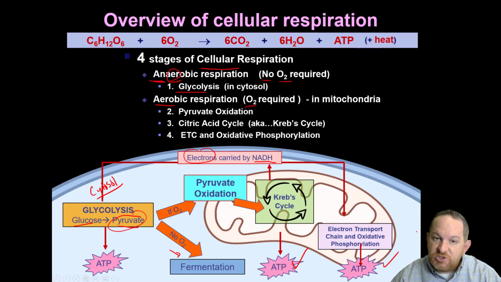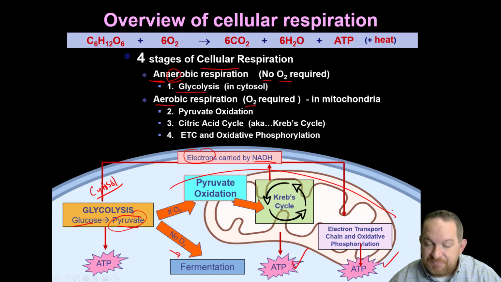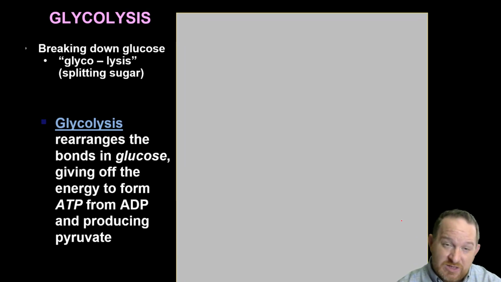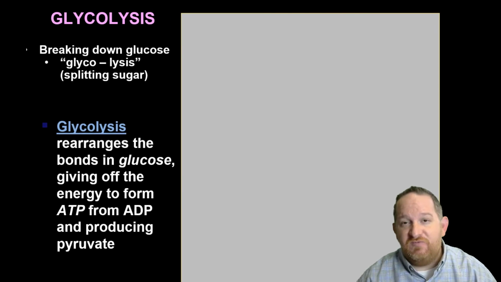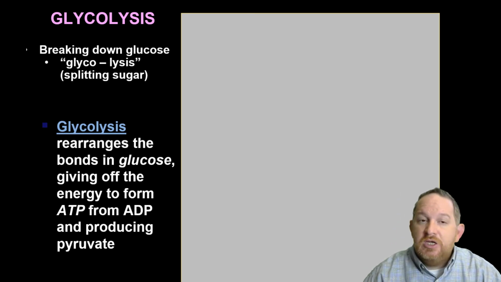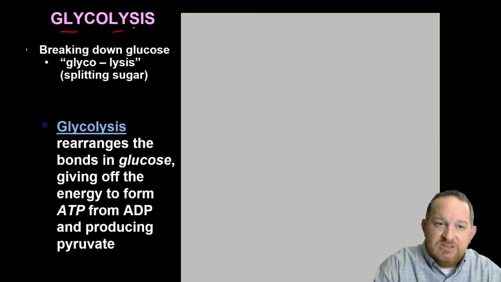Okay? So there's your overview. There's your 4 stages. Glycolysis, no oxygen required, but these 3 over there do require oxygen for them to work. So in the rest of this video, we're going to focus on the first step, glycolysis. So when you think glycolysis, you think breaking down glucose.